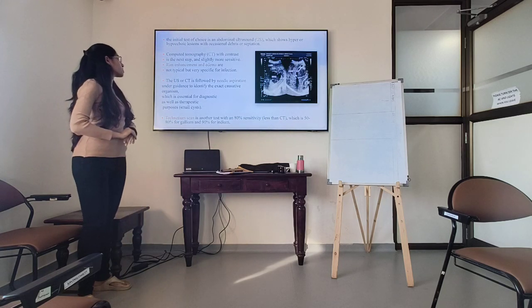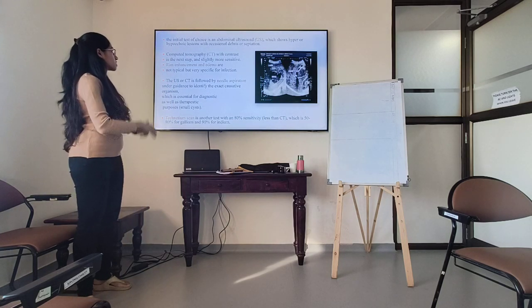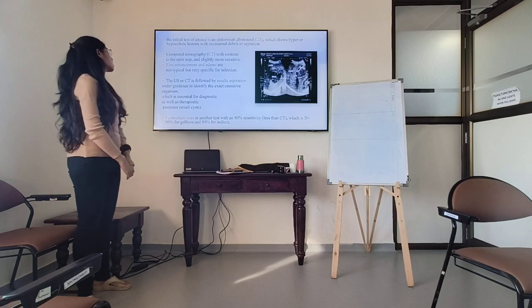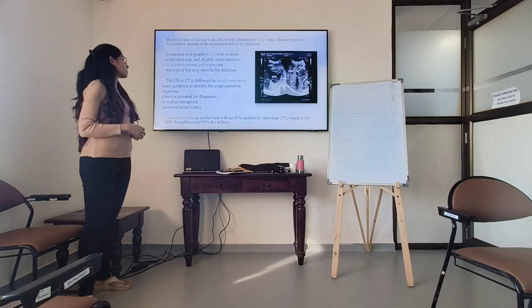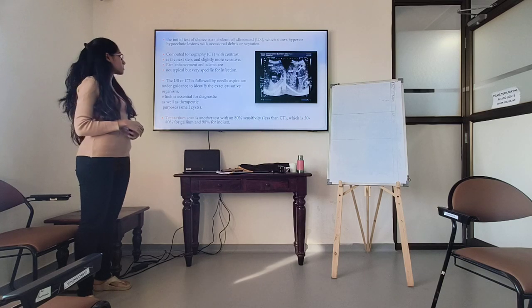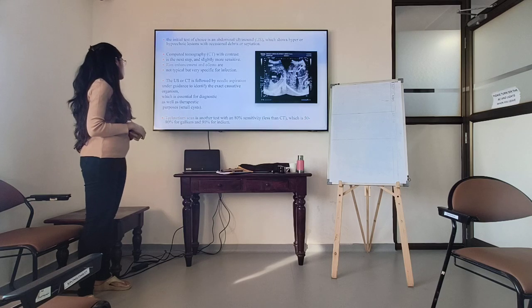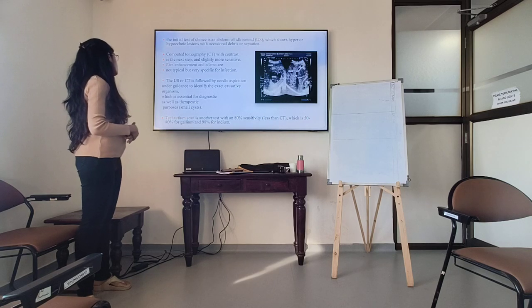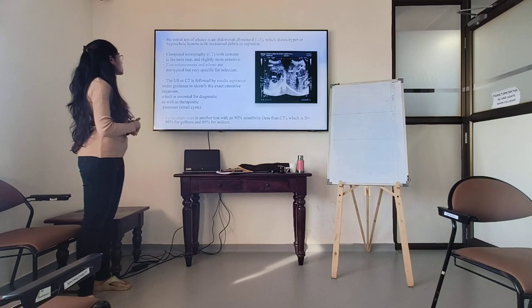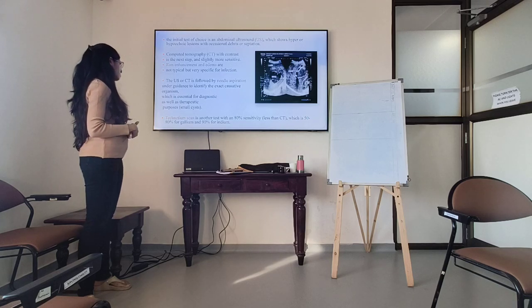The initial test of choice is an ultrasound, which shows hyper- or hypoechoic lesions with occasional debris or septation. Then the next step is a contrast CT scan, and this is a little more sensitive. It will show rim enhancement and edema, which may not be typical but is very specific for infection.